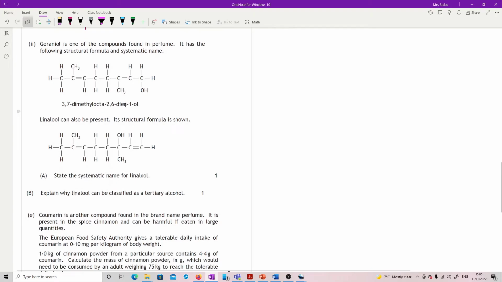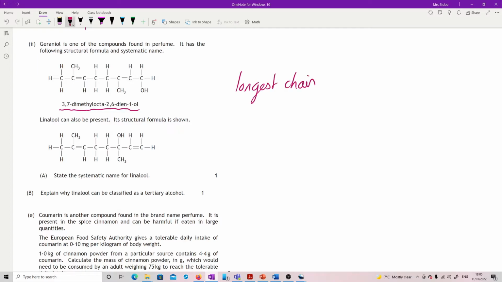Geraniol is one of the compounds found in perfume. It has the following structural formula. Linalool can also be found in perfume. The structural formula is shown, state its systematic name. So they've given you quite a lot of hints by giving you the structure up here to make sure that you can stick to the same setup. So just use your standard rules. I want the longest chain. I want to number with the functional group.